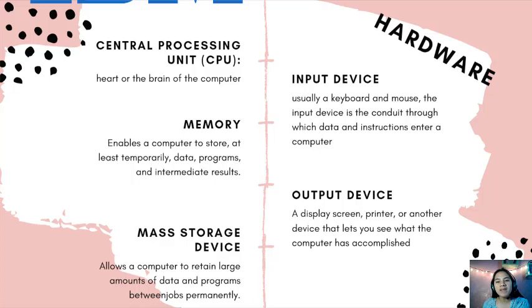We also have the mass storage device. For example, our hard drive is our mass storage device. Input devices include the mouse and the scanner. And then the output devices include the printer and the display screen or monitor, and a lot more.